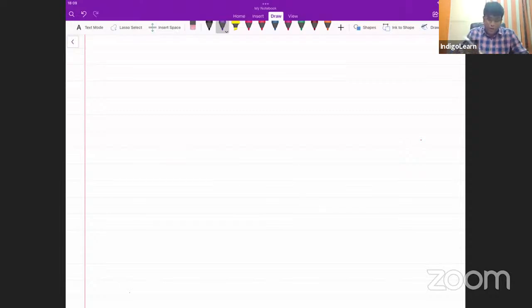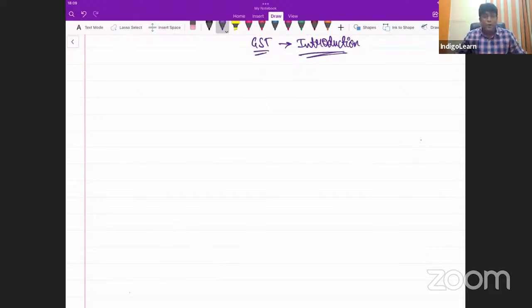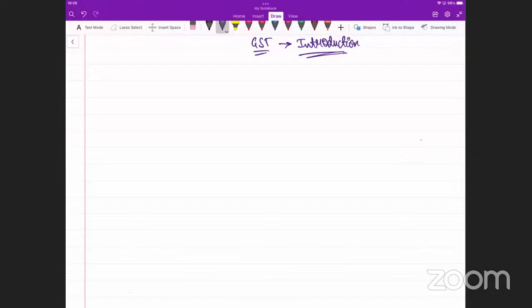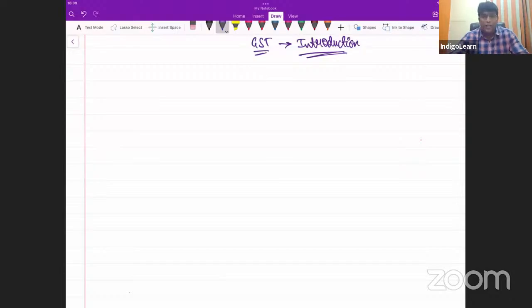Friends, first of all, when I talk about GST, the first topic is introduction to GST, which is very important, where there is a high possibility that a question can come in the exam asking what was the need to introduce GST. The need to introduce GST is based on drawbacks that existed prior to GST.